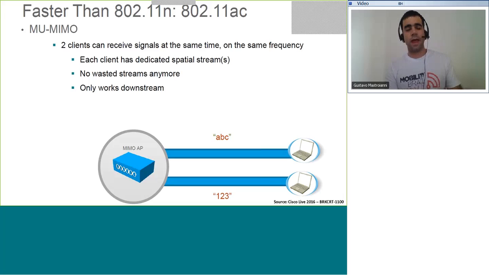It uses the airtime a little bit better, but nowadays we don't have as many clients as we need to use this feature. So for now, I would say that mu-MIMO is growing on the market, but it will take a little time to be more accepted and to sell more devices and clients.